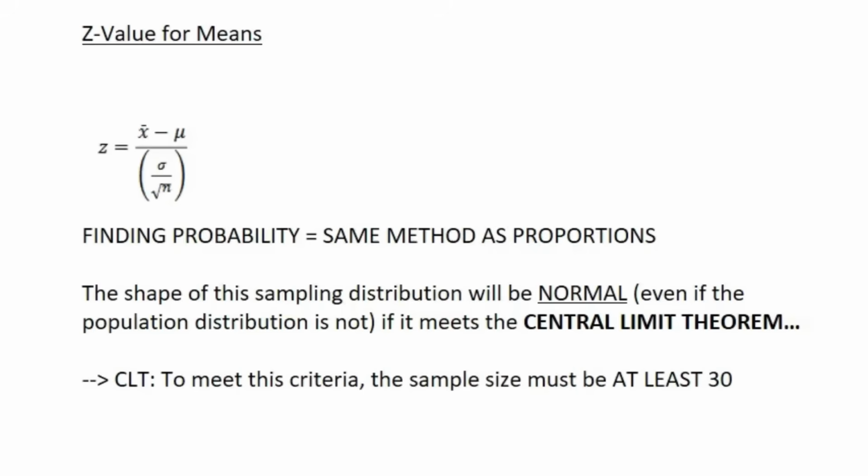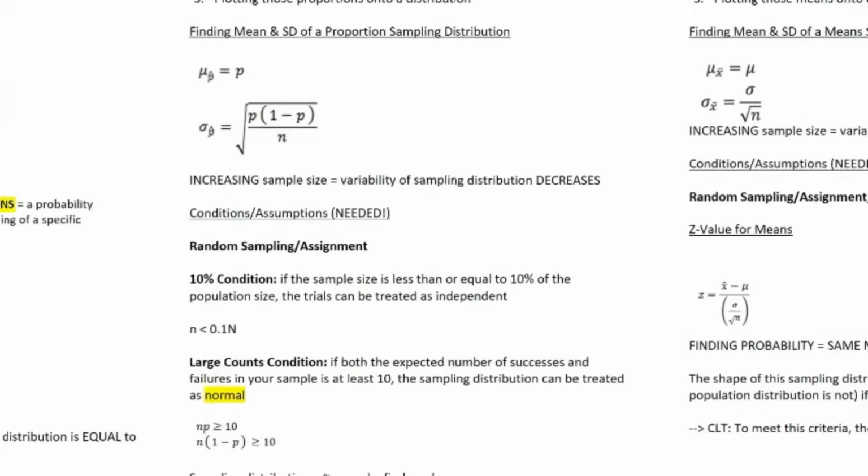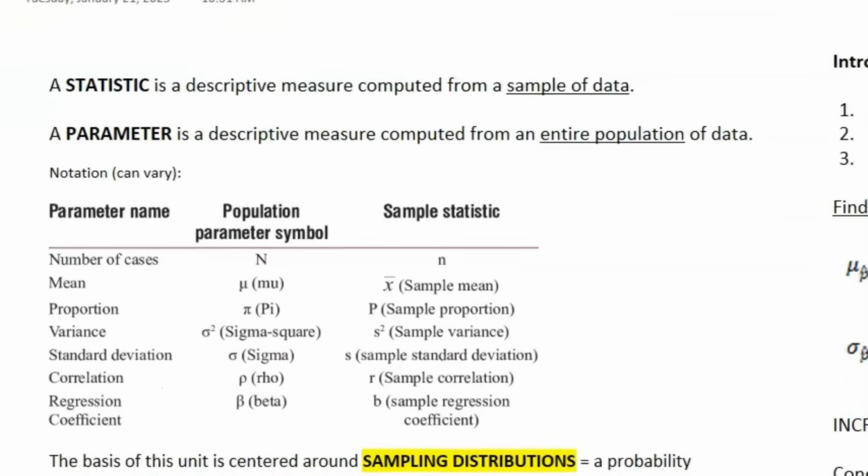proportions. And then another thing we want to introduce here is the central limit theorem. Your sampling distribution is going to be approximately normal, even if the population distribution isn't, if it meets the central limit theorem. What is the central limit theorem? Basically, your sample size just has to be at least 30, right? So that is pretty much the entirety of Unit 5.